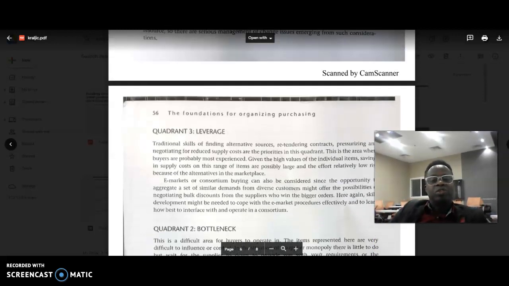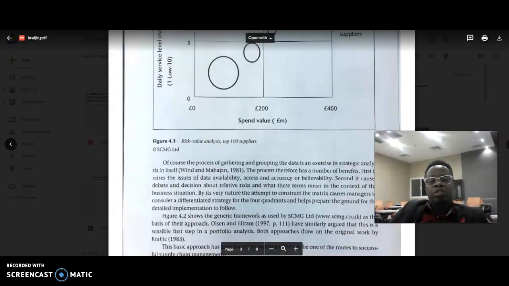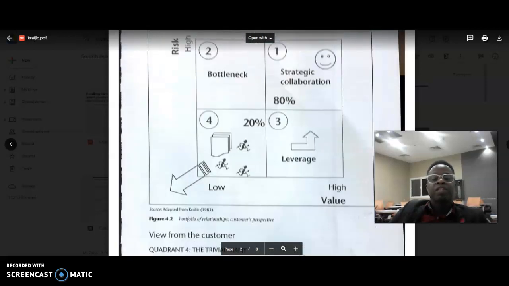All right, so let's go to leverage. So let's just look at it. See, risk is low. Why is the risk low? Risk is low because you have alternatives. You may have alternative materials.